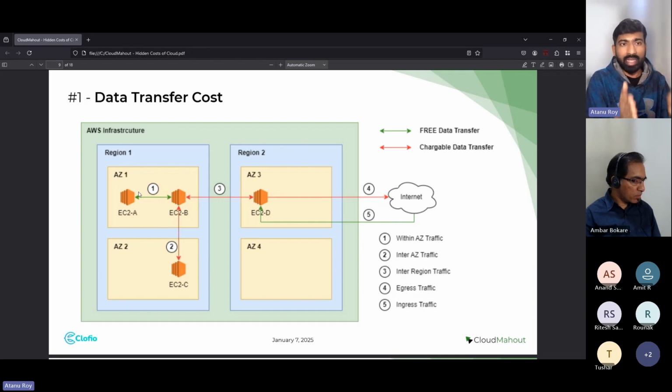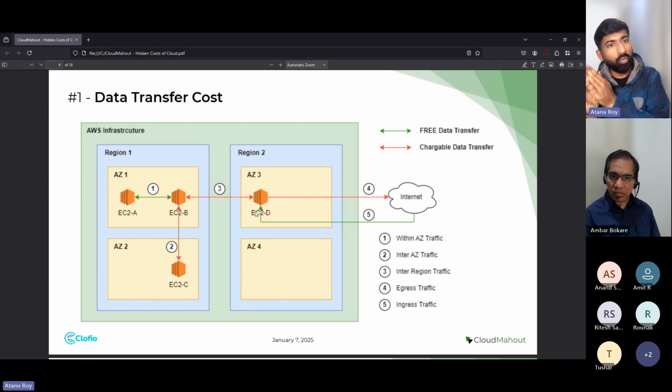So anything between two different availability zones, you are going to be billed for that. Then if you move from one region to another region, again, you are going to be billed for that. So that's the inter-region traffic. So we talked about number 2 and number 3. Eventually, anything which moves from your cloud infrastructure to outside.